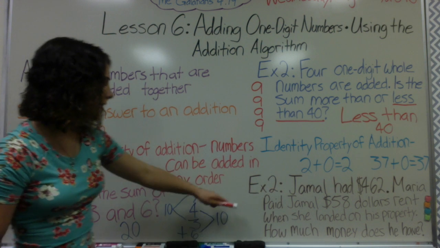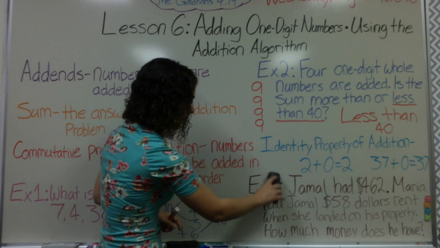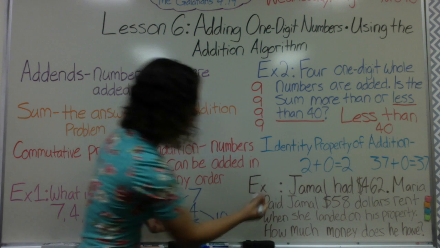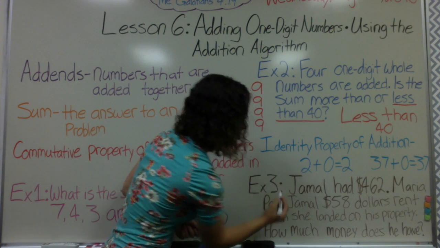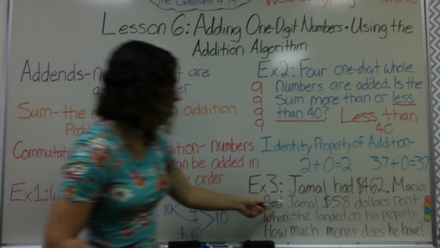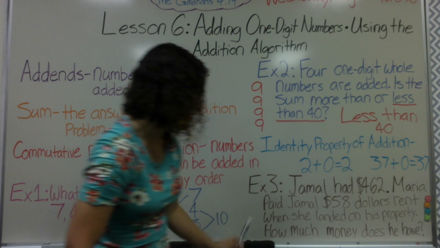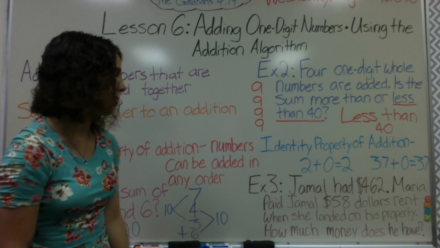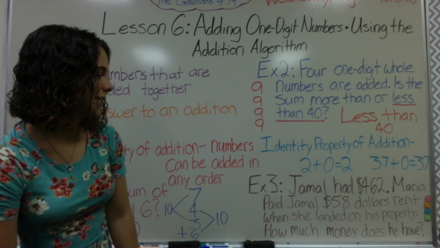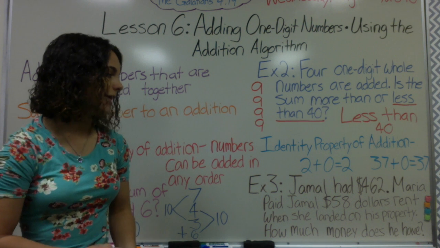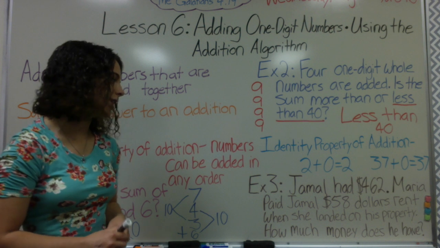Now, our last example, this is example 3. Glad I caught that one. Example 3 says, Jamal had $462. Maria paid Jamal $58 rent when she landed on his property. So they're playing Monopoly, supposedly. How much money does he have? And I'd like you to actually do that problem by yourself, and we'll go over that answer in class.